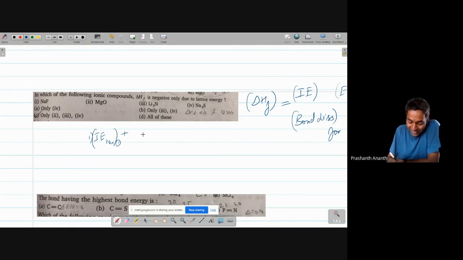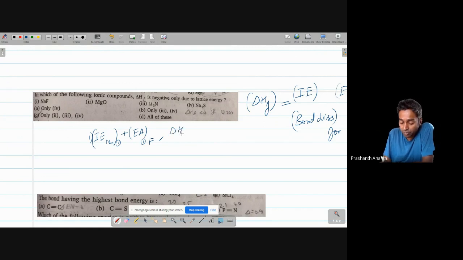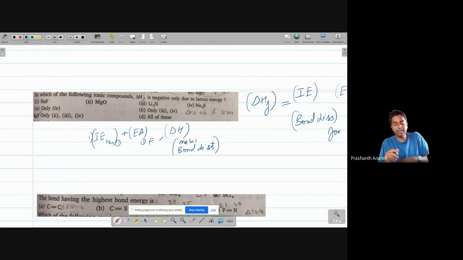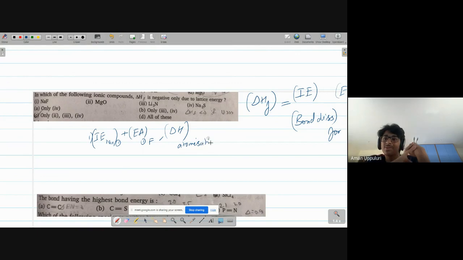IE1 of sodium, and we are going to be having EA1 for fluorine, and we'll of course be having enthalpy of bond dissociation, that is metal bond dissociation. What do we mean metal bond dissociation here? Effectively, the metal has to be atomized. So what would be a better way of representing this? Instead of calling it metal bond dissociation, what would be a better term there? Atomized.